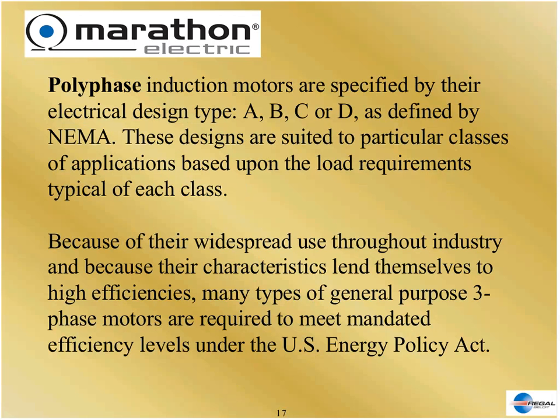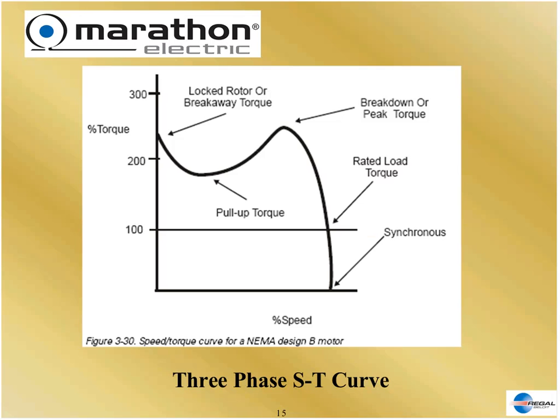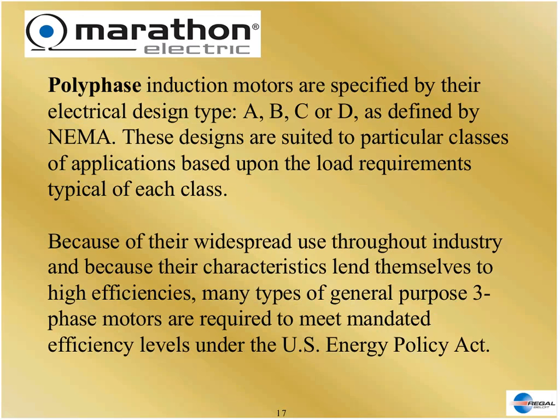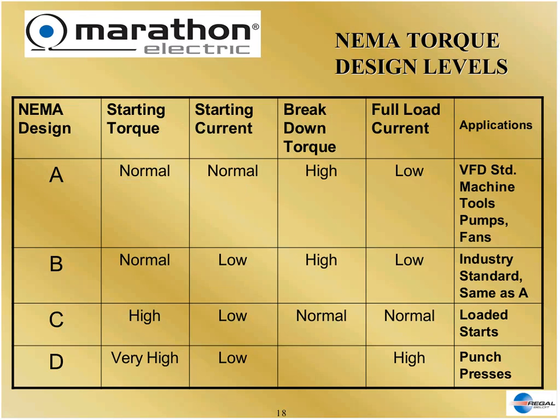We describe our polyphase motors by their design type. These design types are called Design A, Design B, Design C, and Design D. They are defined by NEMA, the National Electrical Manufacturers Association, and it really lends itself to the shape of the speed-torque curve. The shape of this curve changes depending on the design, A, B, C, or D, that we have. They're widespread through the industry, and efficiencies are usually mandated, as I said before, unlike single-phase motors, which we'll get to in a minute.